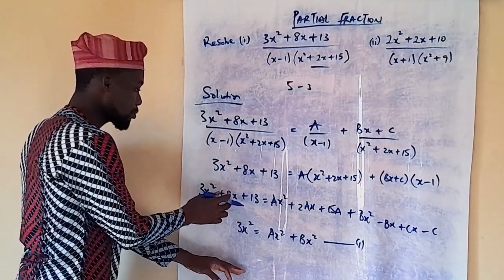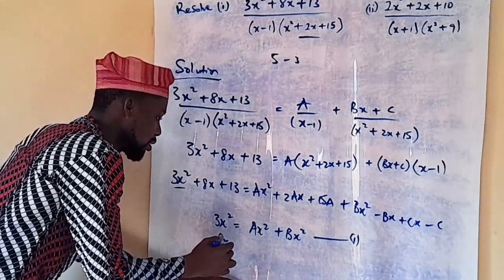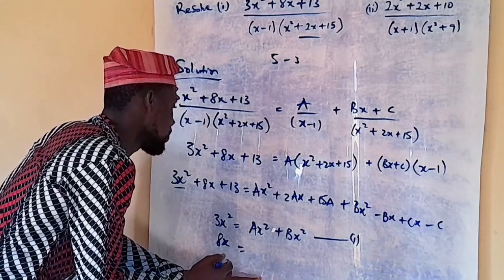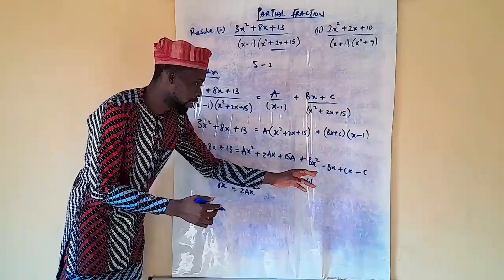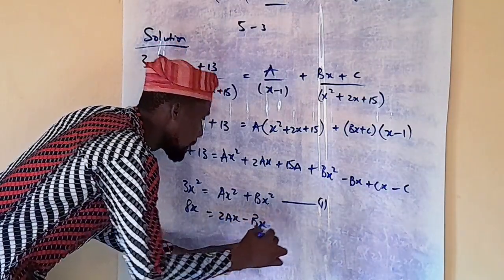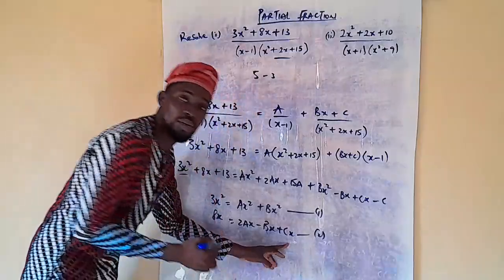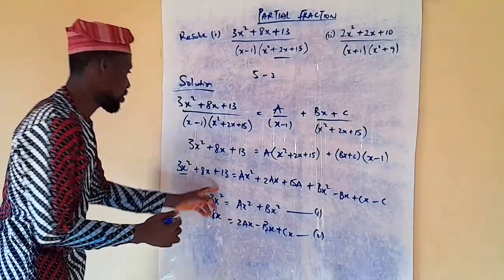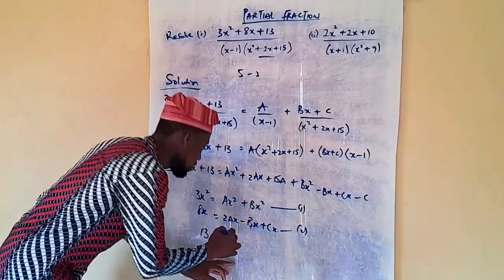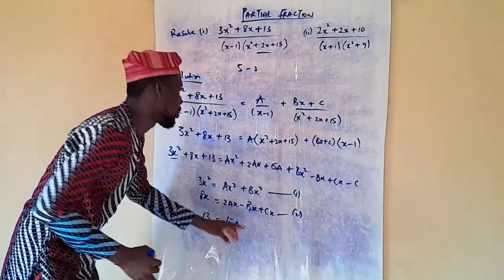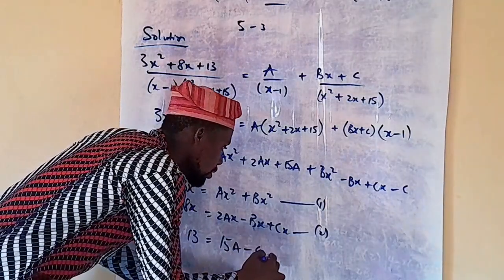For the second one, x with the power 1. I've done x with the power 2. This is x with the power 1, which is 8x, all equals 2Ax minus Bx plus Cx. That's my equation 2. Then finally for the constant, I have 13 on the left hand side. On the right hand side, I have 15A, as far as it does not have x, then minus C.